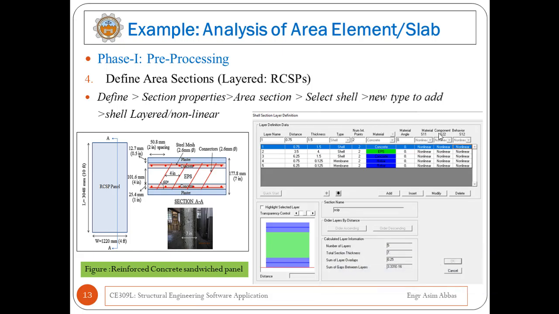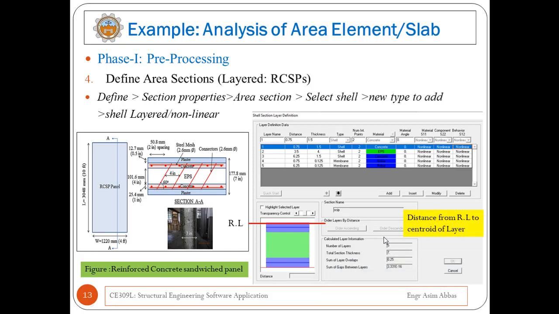First of all, you will specify a reference line. Let's suppose this portion is the reference line, the top of the concrete layer, and I consider this as the reference line. All other distances will be measured from the reference line to the centroid of that particular layer.